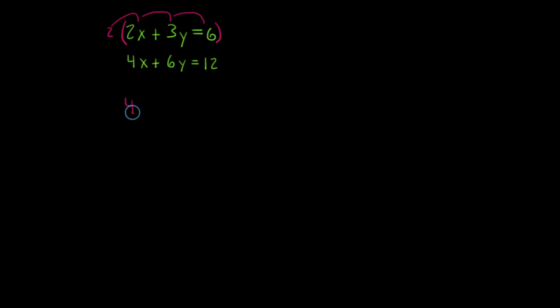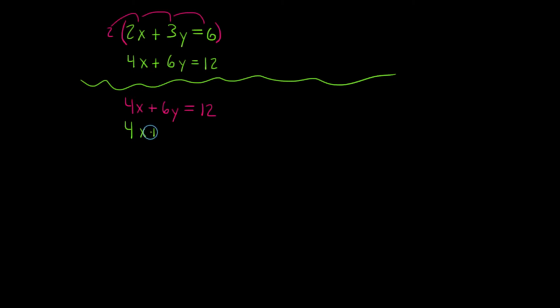So I have 4x plus 2 times 3 is 6, so I have 6y is equal to 12. I'm just going to make a little divider here, and I'm going to rewrite this equation below as well. I have 4x plus 6y is equal to 12.